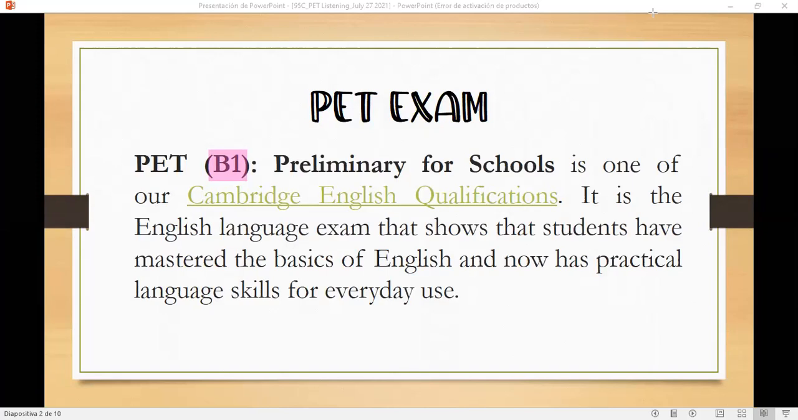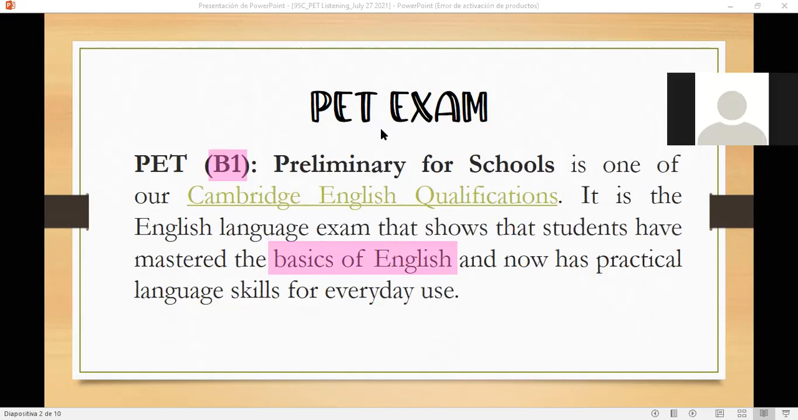What does it mean, the basics of English? It means that you can handle a conversation, you have practical language skills, and you can use this language every day. So a person who is a B1 can easily do any task or go through any daily situation.